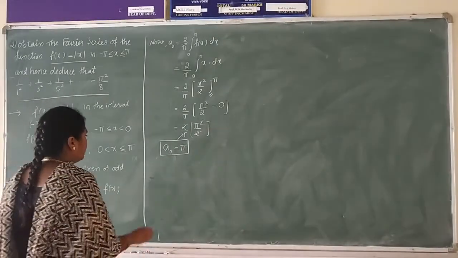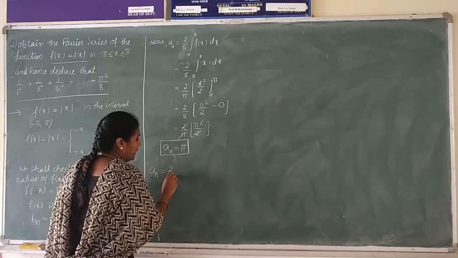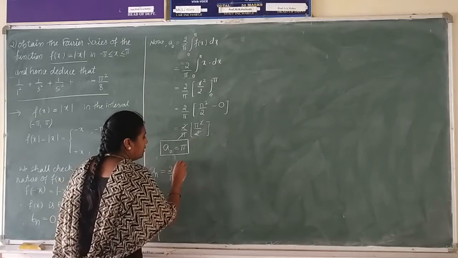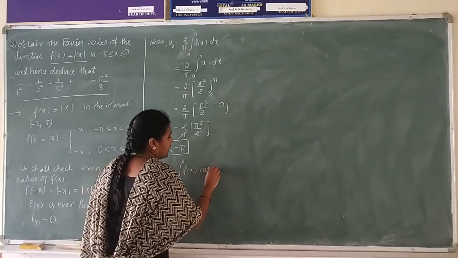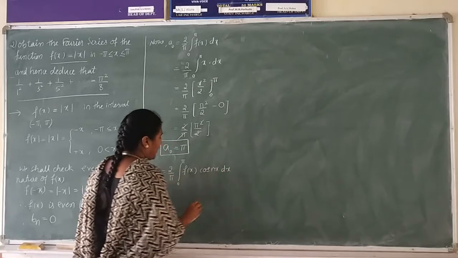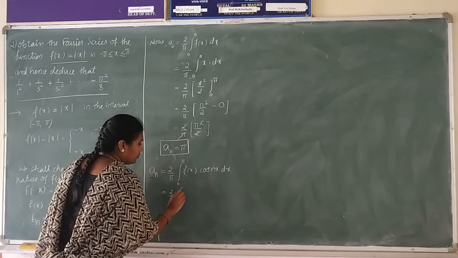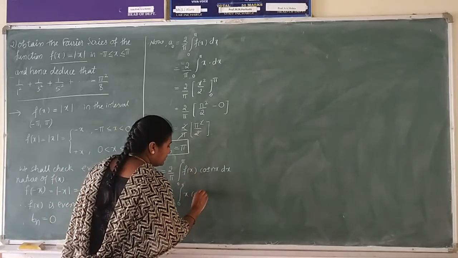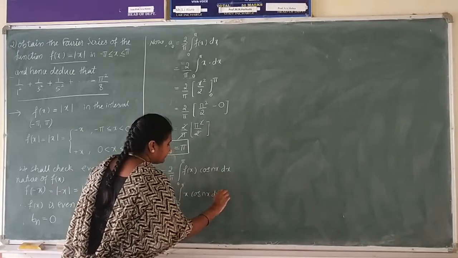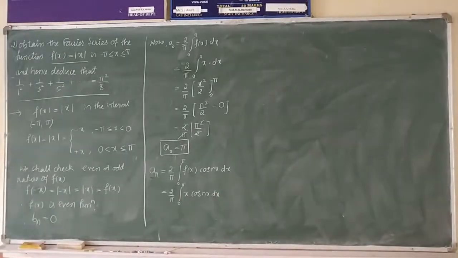Now let us go for an. an is equal to 2 by pi integration 0 to pi f of x cos nx dx. That is equal to 2 by pi integration 0 to pi x cos nx dx. We have chosen x because the interval is 0 to pi, therefore we have chosen x as the function.